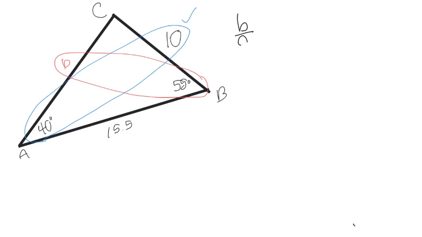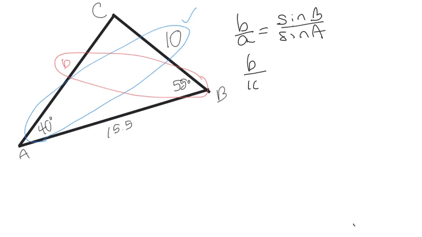B divided by A equals sine B divided by sine A. Okay, so that's my ratio. Again, sides go on one side, angles go on the other side. Then I'm going to substitute in all of the numbers that I know. So in this case, I don't know B, that's what I'm trying to find.